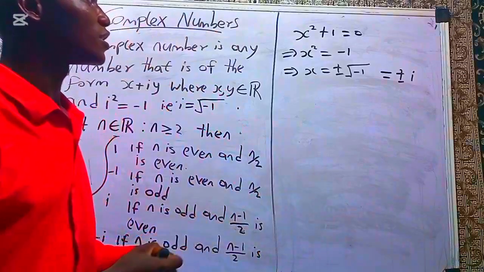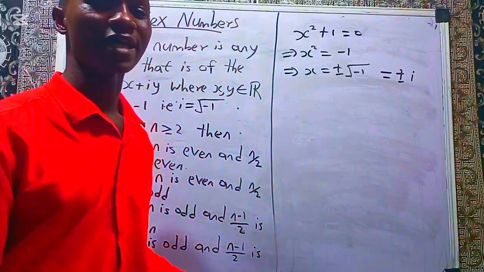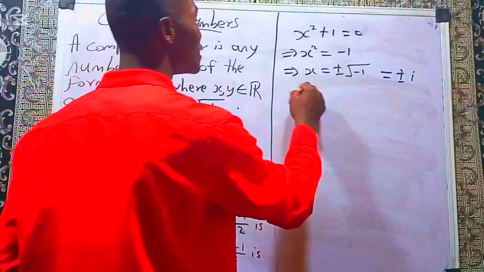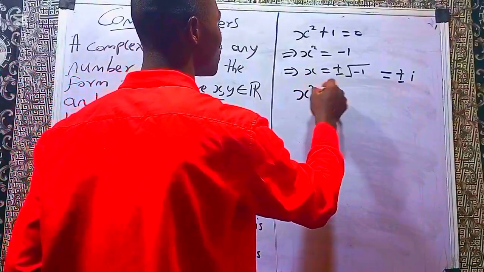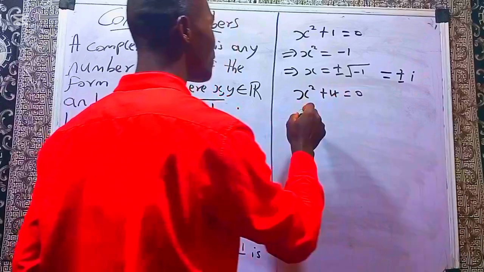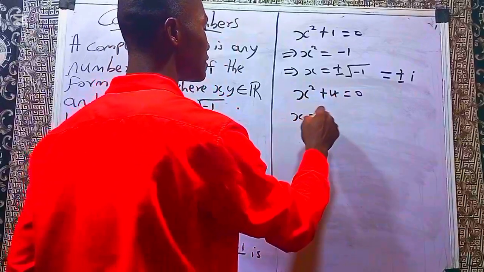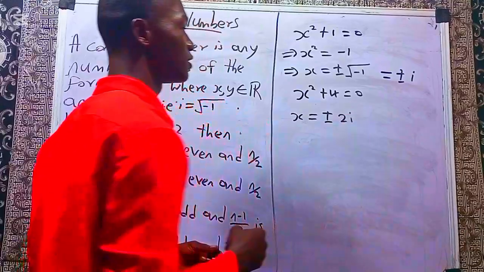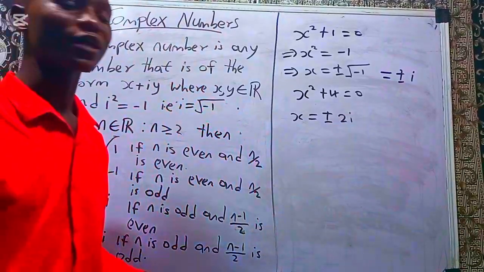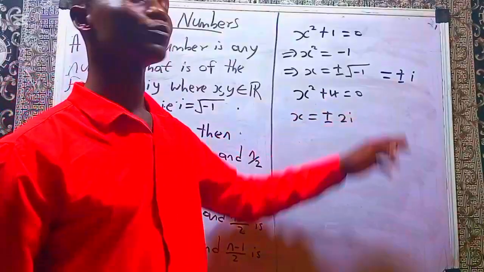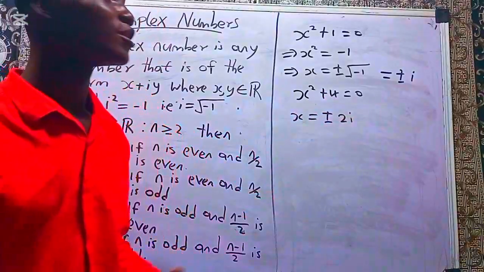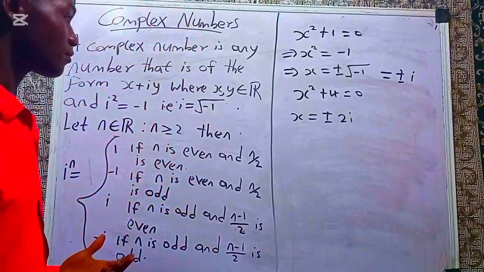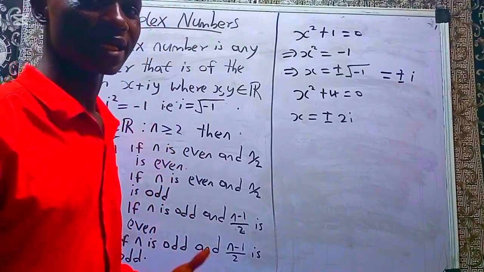So the first root is what? i, positive i. The second root will be what? Negative i. You can as well check this one. x raised to power 2 plus 4 equals 0. If you solve it, you are going to get that x is equal to plus or minus 2i. Because when you move 4 this side, you will get what? Negative square root of 4. So with this, we have known how complex numbers can arise.